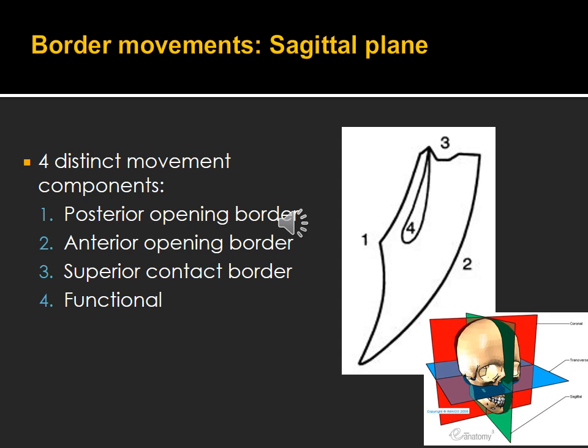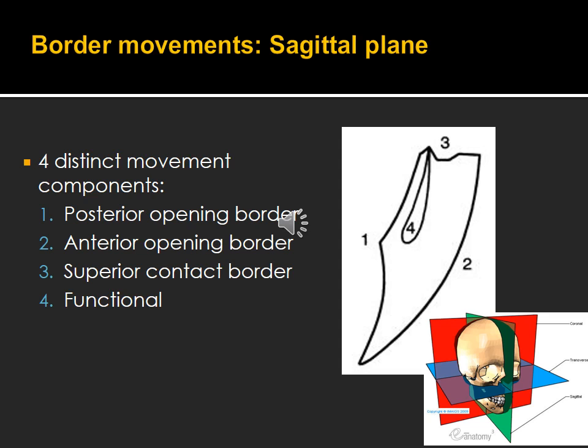1 is the posterior opening border. 2 is the anterior opening border. 3 is the superior contact border, how the upper and lower incisors relate to each other during this movement of opening and closing. And 4 is the functional range, where most of the time we are in our function.